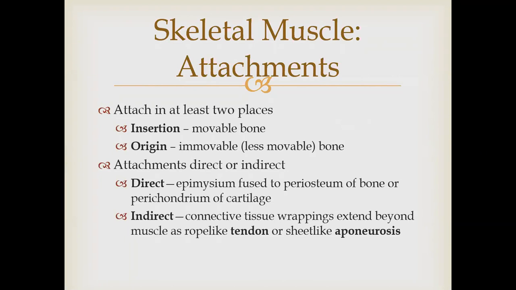For number 9, there can also be a direct and indirect attachment. So also, if you would write, direct attachments would be located on the epimysium, fused to the periosteum of the bone. It may also be a perichondrium of cartilage. Indirectly, there will be a connective tissue wrapping that extends beyond the muscle. It can be a rope-like structure, which would be considered a tendon, or a sheet-like structure would be an aponeurosis.